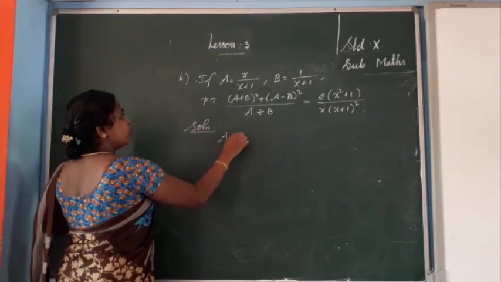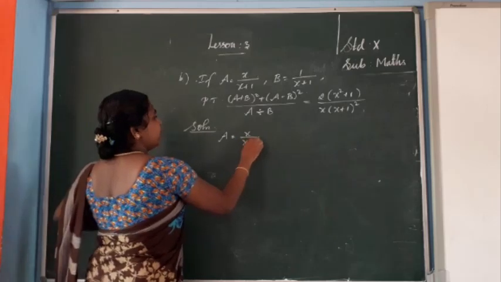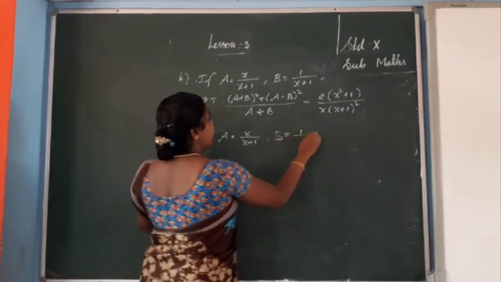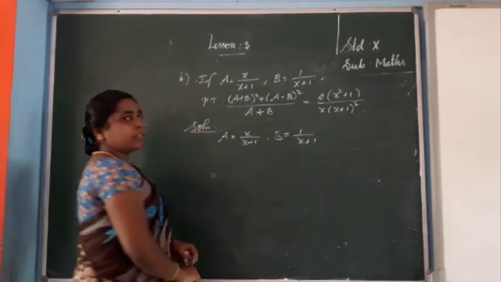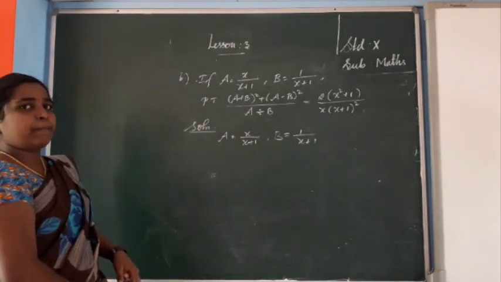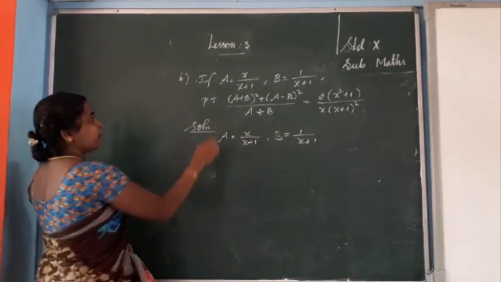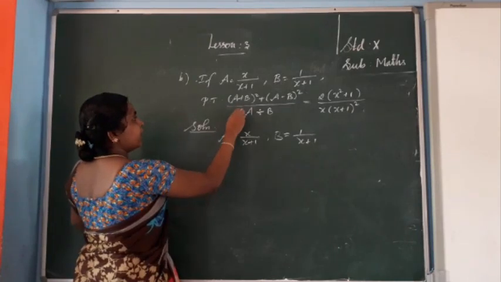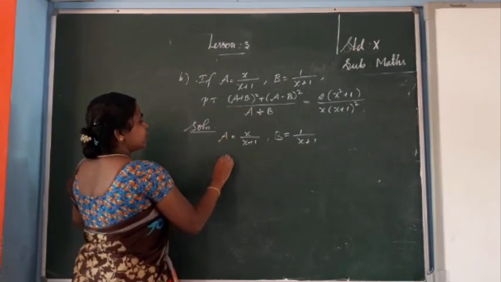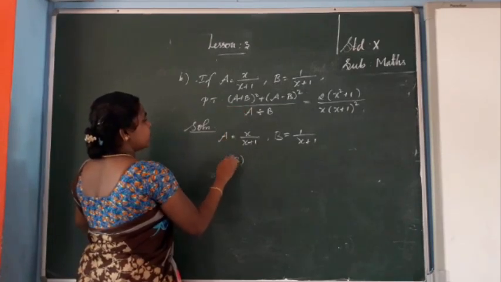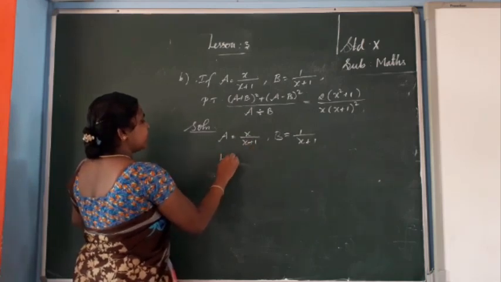A equal to x by x plus 1, b equal to 1 by x plus 1. Next, check the left hand side. So (a plus b) the whole square.